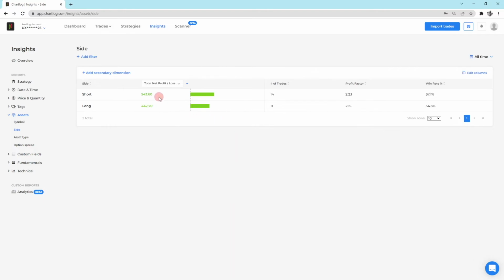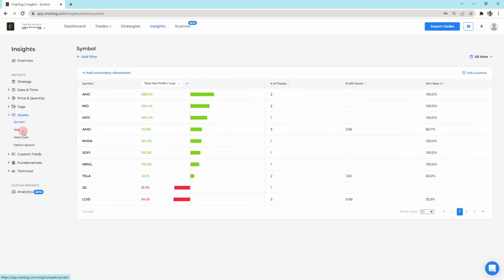The fact that we made a little bit more money to the short side might be because of the fact that we took a few more trades. So to check that, we change from total net profit loss to average net profit loss, and we see that these numbers are very close. The difference between them is not statistically significant at all, so we can already dismiss the first idea and say this strategy is not better to the short side than it is to the long side.